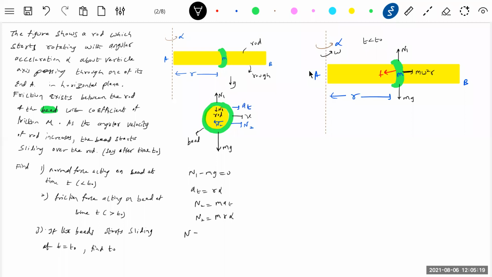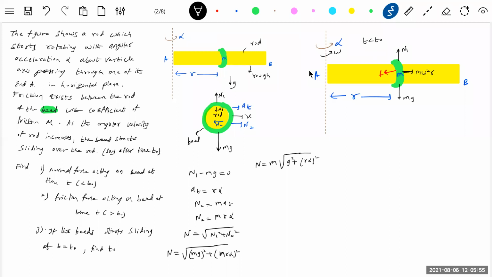What is the total normal contact? Square root of N1 squared plus N2 squared. So this is the total normal contact. What is N1? M g, whole squared. What is N2? M R alpha, whole squared. So therefore this N is equal to M times the square root of g squared plus (R alpha) whole squared. Okay, this you keep it here.